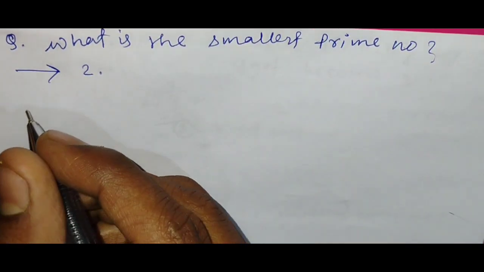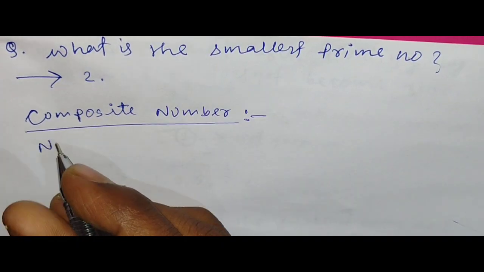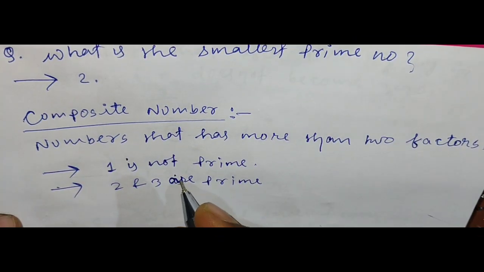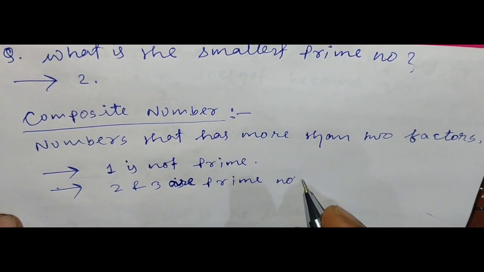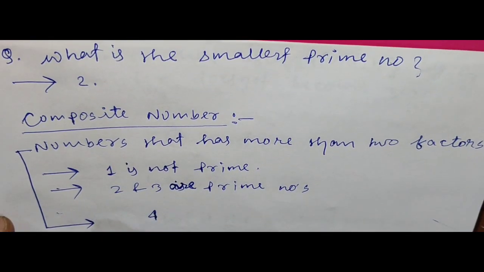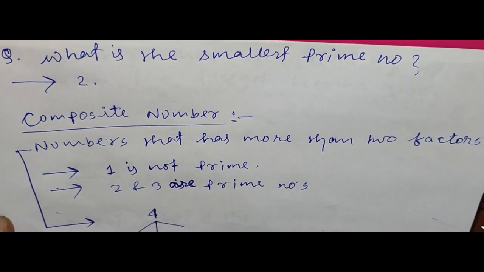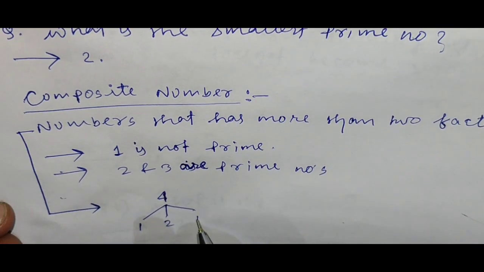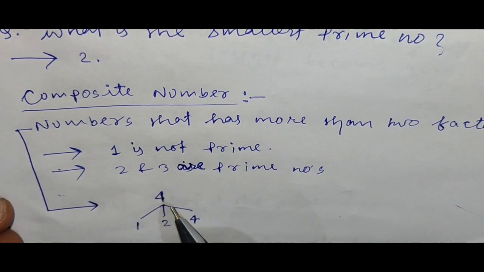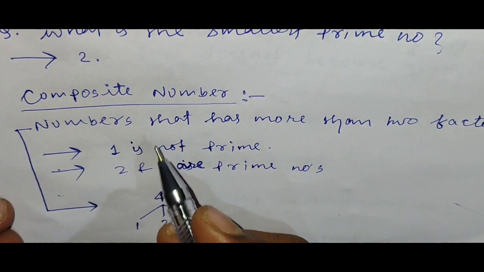After knowing prime numbers, we'll go on to composite numbers: numbers that have more than 2 factors. 2 and 3 are prime numbers. So our first composite number will be 4, because 4 has more than 2 factors: 1, 2 and 4. As per the definition, a number will be called composite if it has more than 2 factors. So 4 has 3 factors, 1, 2 and 4. So 4 will be a composite number.